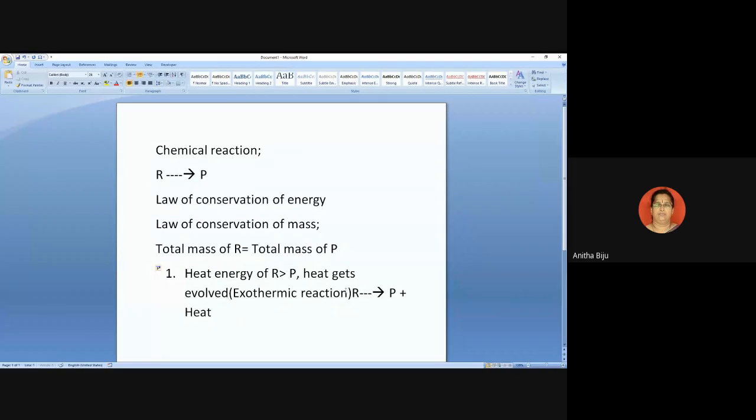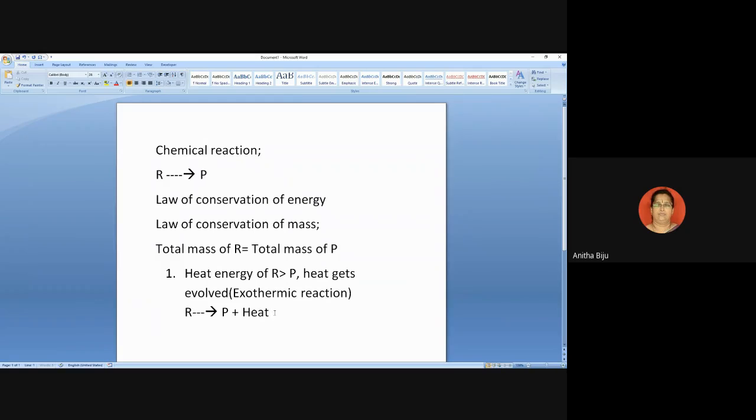What does it mean? It means that during the time of a chemical reaction, heat energy is evolved. See, R gives P plus heat. Plus heat is coming in which side? Product side. Why is it coming in product side? Because during the time of chemical reaction, heat energy is moving out along with the product. So this is an example of representing an exothermic reaction.